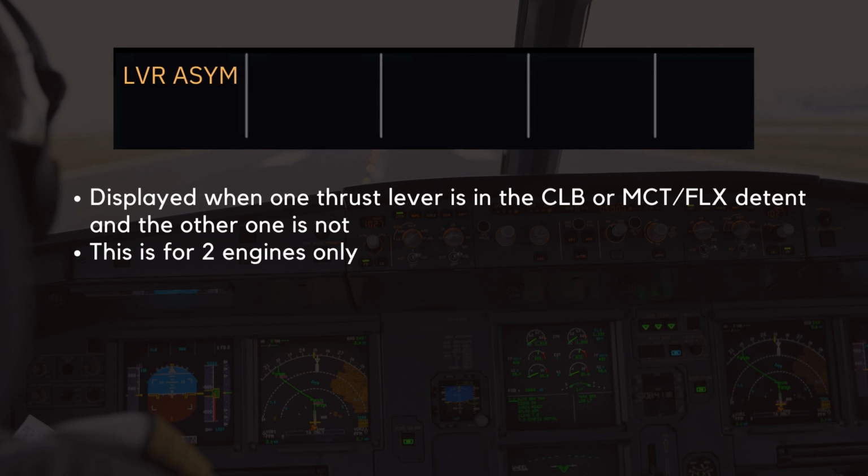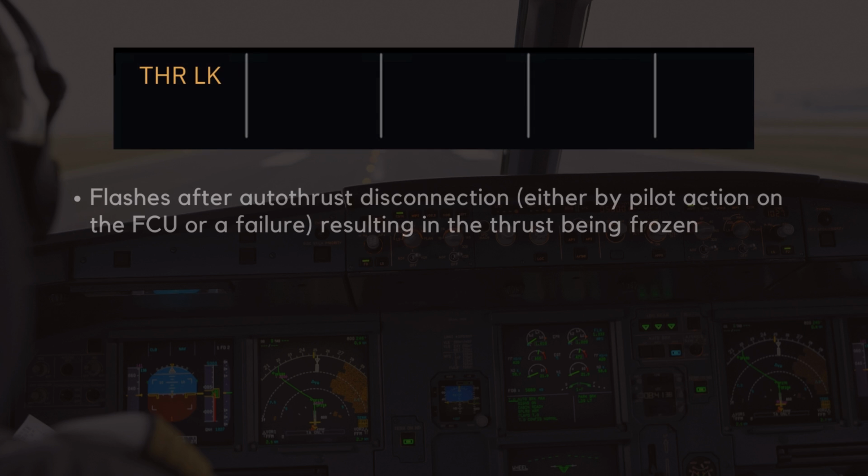Lever asymmetry is displayed in amber text when one thrust lever is in the climb or MCT flex detent and the other one is not. This is for two engines only. Thrust lock is displayed in flashing amber text after autothrust disconnection, either by pilot action on the FCU or a failure, resulting in the thrust being frozen.